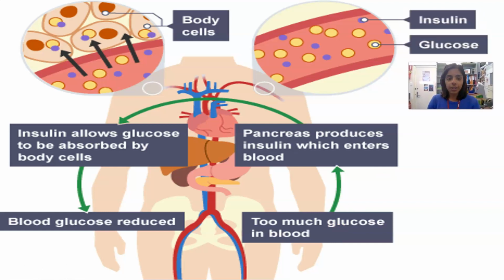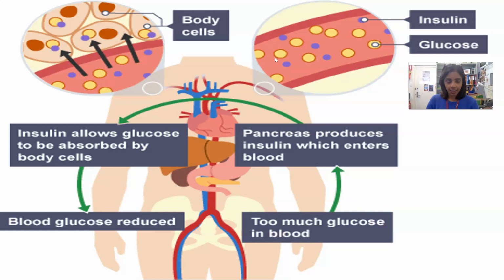This cartoon here is just summarizing what's happened. So if we have too much glucose in the blood, that's usually because we've just eaten or drank something with a high carbohydrate level. The beta cells in the pancreas will detect that and release the hormone insulin. Insulin, as we know, travels in the bloodstream because it's a hormone. And you can see these little purple dots here are representing insulin. That will travel to its target cells.